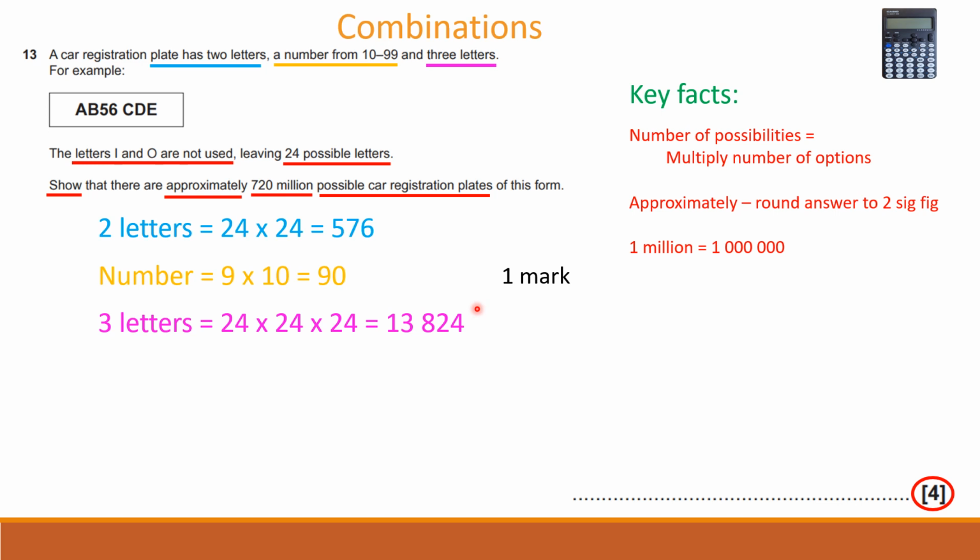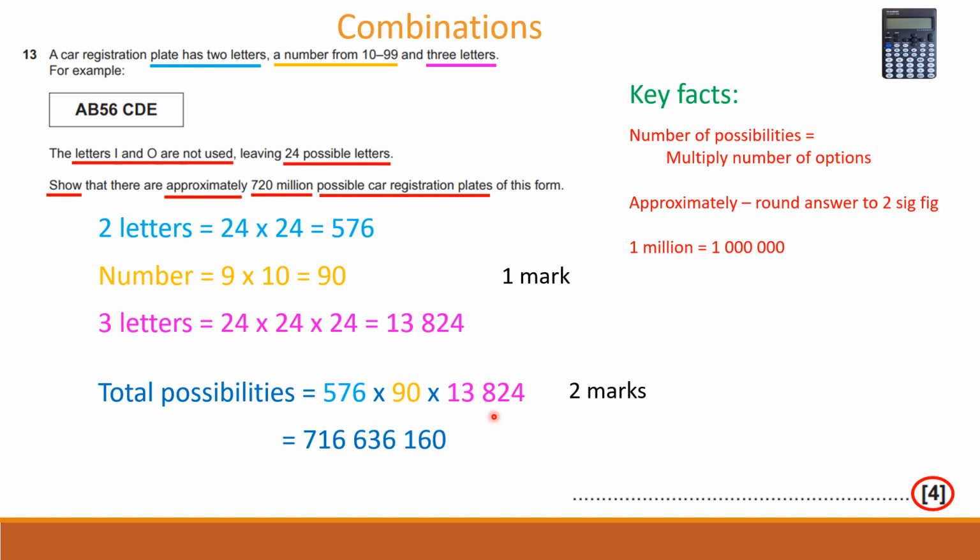So to work out the total possible car registration plates, I need to multiply all these answers together to get the total, because I've got to do it for the 2 numbers, the number, and the 3 letters. Multiply these 3 things together will give me the total possibilities. And you will get 2 marks for getting to this stage here by multiplying all these different values together. From here, if you type this into your calculator, you will find you get 716,636,160. And we have got to approximate this answer and show it is 720 million.